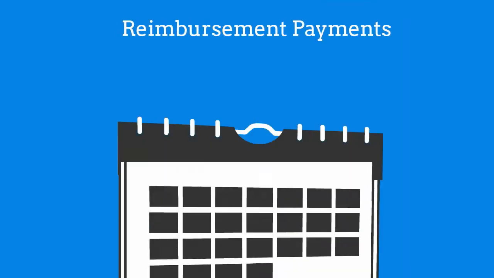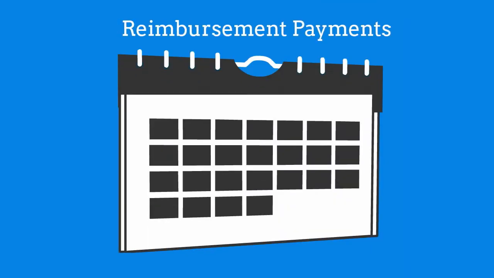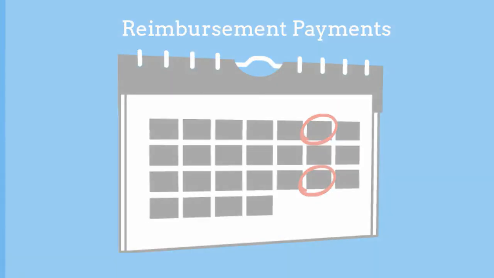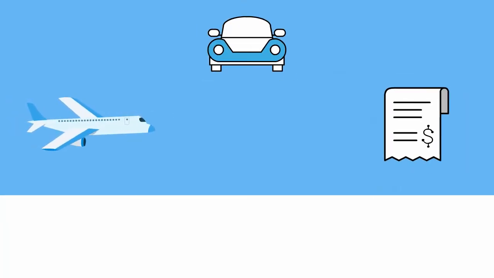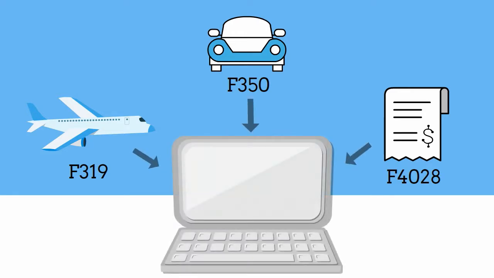Expense reimbursement payments will then be made through the payroll system during the non-payroll weeks in the same method as selected for payroll. Before July 3rd, employees submitted their travel expenses, field expenses, and miscellaneous work expenses on Form 319, 350, and 4028. In the new system, the information from all three forms will be entered online from the People and Pay portal.